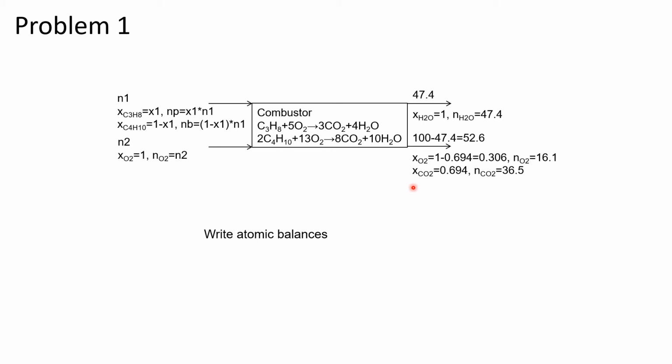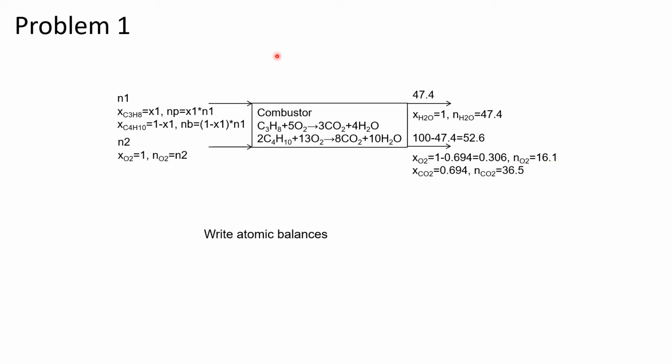We're also told the composition of CO2 in the stream is 0.694. So the flow rate of CO2 is 0.694 times 52.6, which is 36.5. Composition of oxygen, since it's the balance, is 1 minus 0.694, which is 0.306. The flow rate of oxygen in this stream is the composition times the total flow rate, 0.306 times 52.6, which is equal to 16.1.